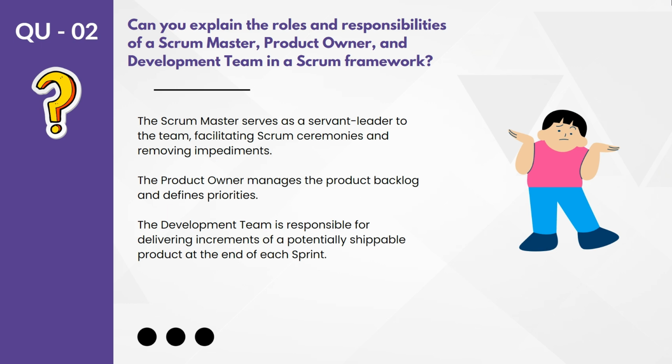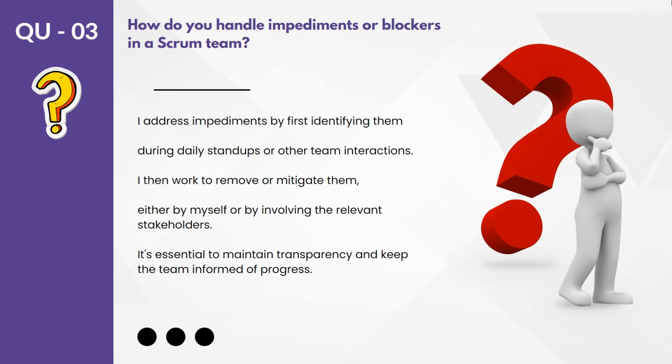Question number 3: how do you handle impediments or blockers in a Scrum team? This is a situational question, not a process-based question. You are working in a Scrum team, you are getting some impediment, and now you have to deal with it. So how are you going to deal with it?